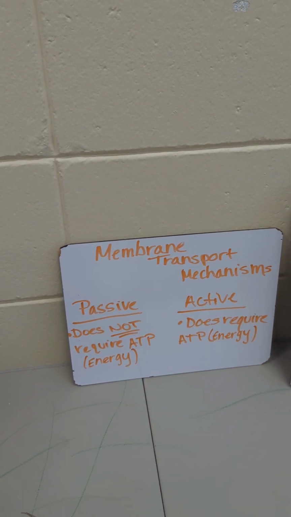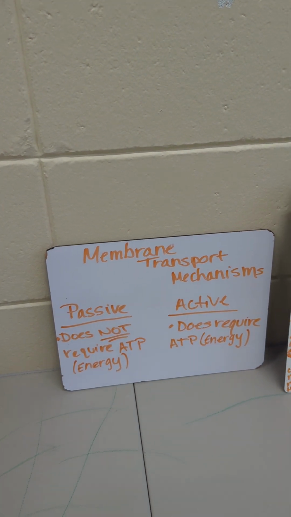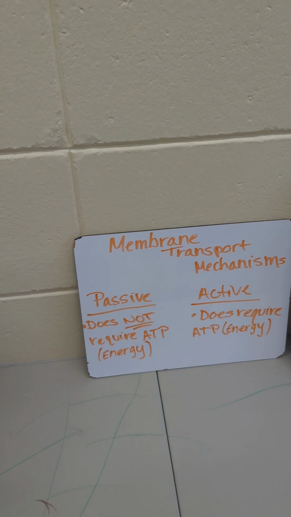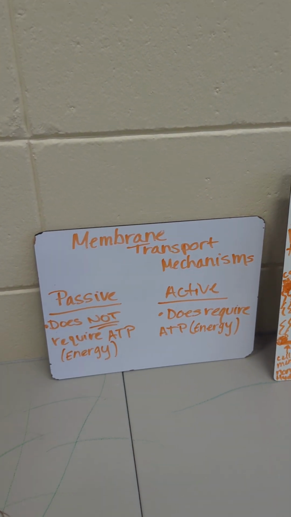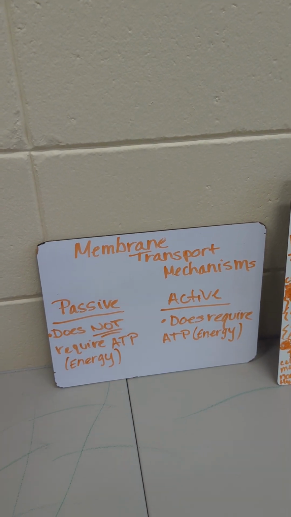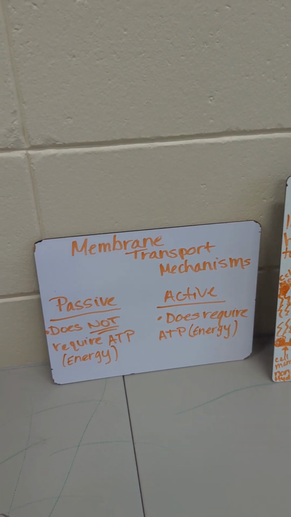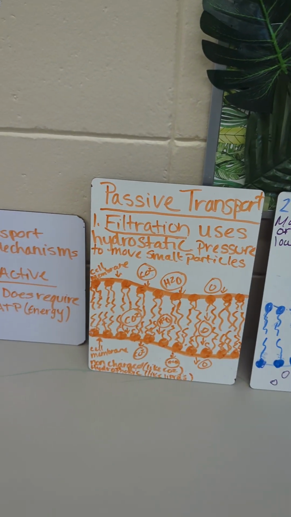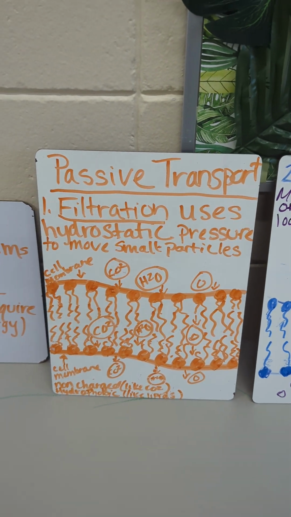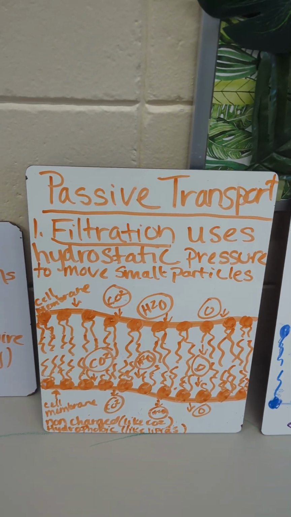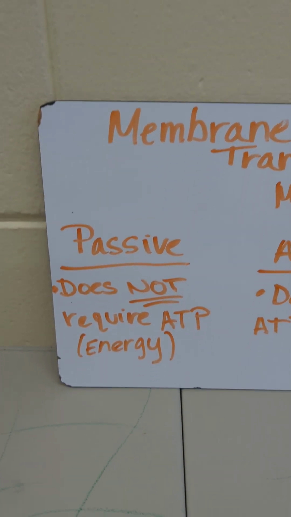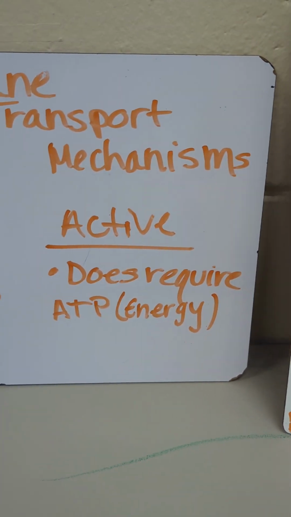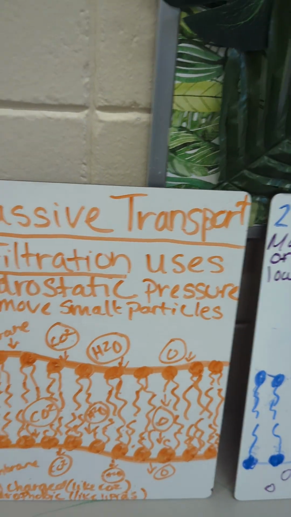Because phospholipids are amphiphilic, certain substances can pass easily, like lipids and small particles that are non-polar or non-charged, like CO2. These just kind of meld through, like vitamins and steroids. And so that's where we come to passive transport, filtration. Some transport does not require energy, and that's the passive. Active does require ATP, which is energy.